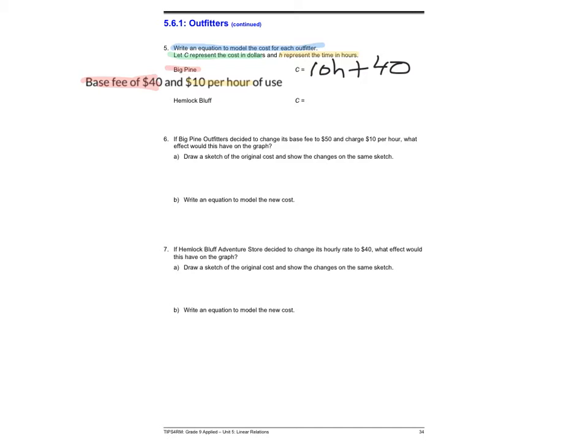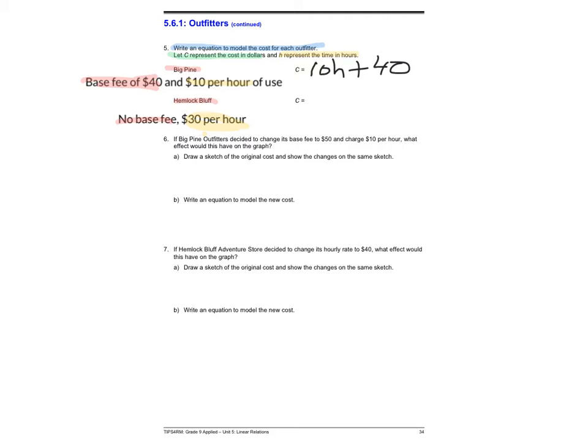We will now do the same thing for Hemlock Bluff. So again, for Hemlock Bluff, we will look at the Outfitters Part 1 Partial and Direct Variation sheet, where it says, Hemlock Bluff Adventure Stores does not charge a base fee, but charges $30 per hour to use the canoe. And so I've put down here that there is no base fee, but that we do charge $30 per hour.